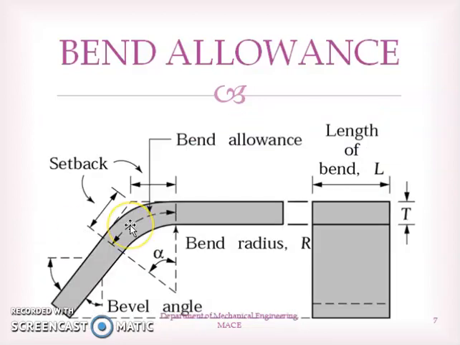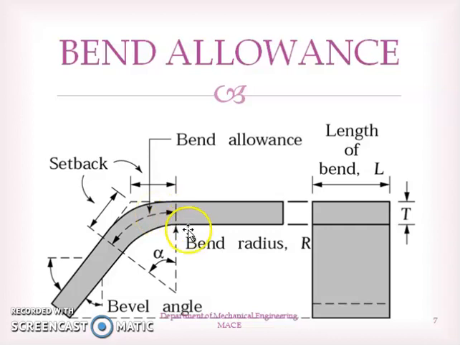You can see that from this figure. While bending, on the outer surface the length increases and on the inner surface the length decreases, and there will be a portion as you can see here. Along this axis the length is the same, and that axis is known as the neutral axis, and that is the bend allowance.